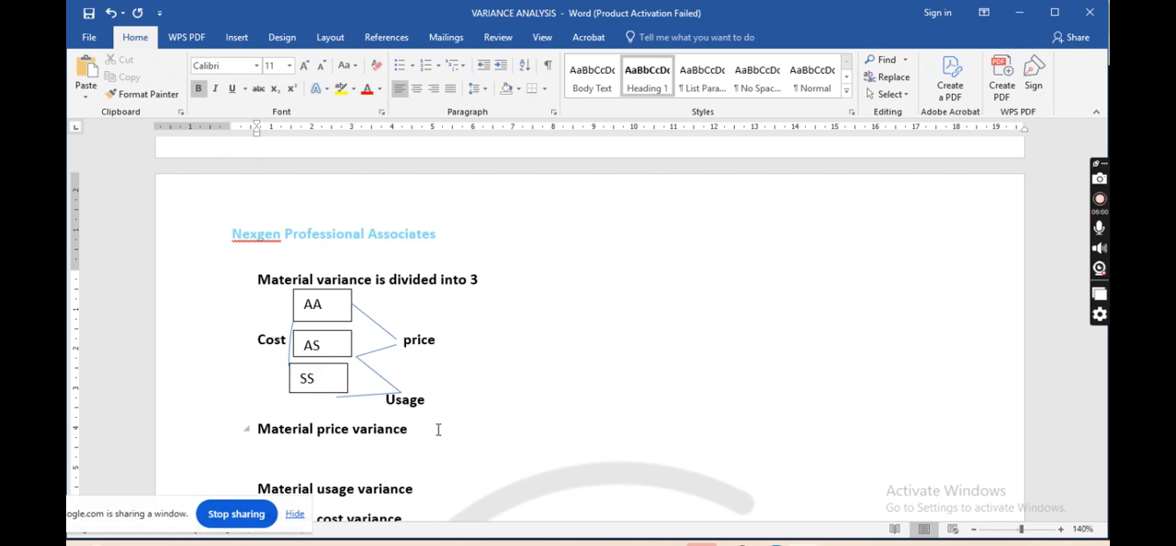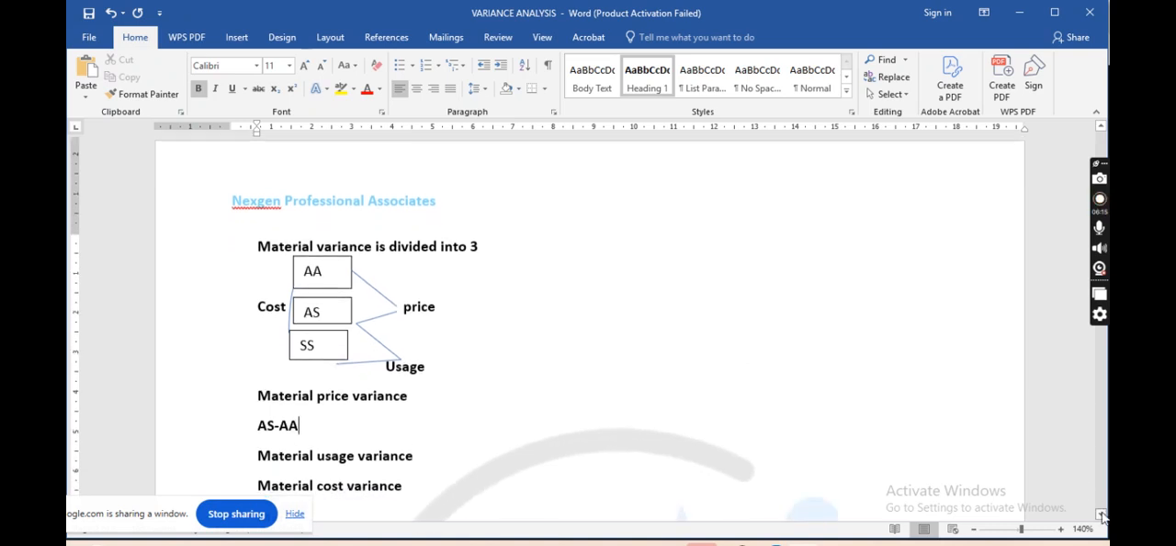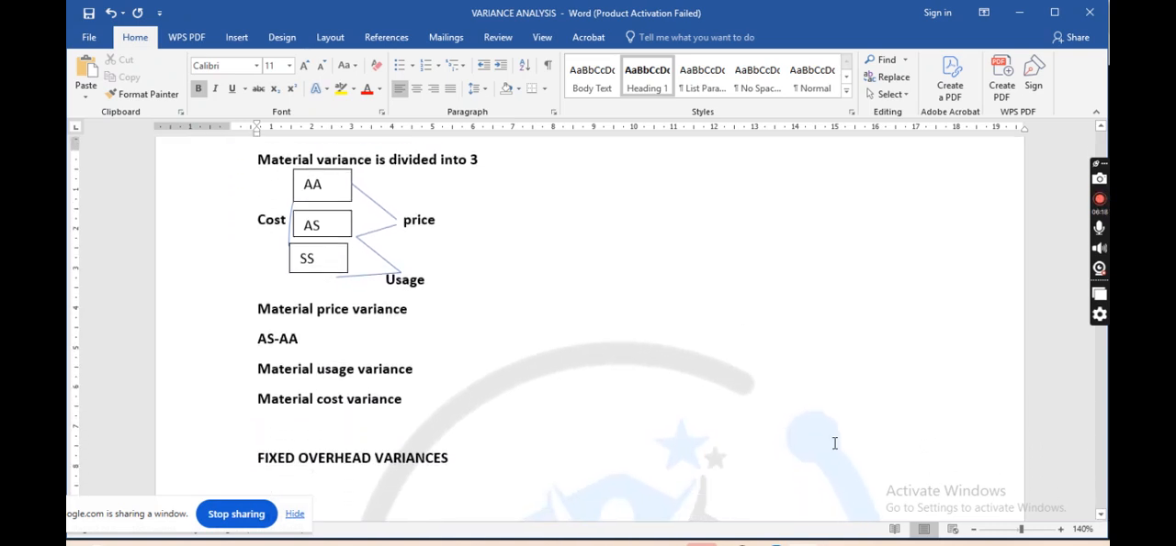Material price is for pricing, right? Is for what? Price. So in that case, I can bring out my AS minus AA. Class, AS minus AA, right? And don't forget that this is price. This is material. You go to the market, you want to buy a material. That is quantity. Then there is a price attached to it. Is that not so?